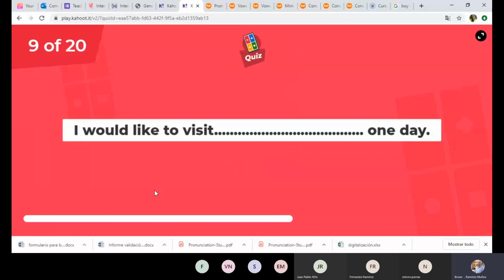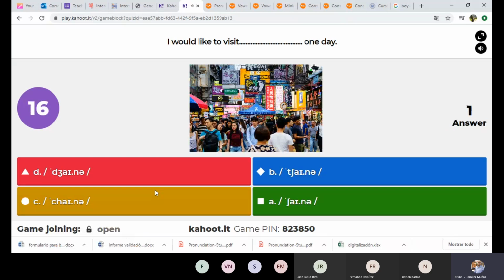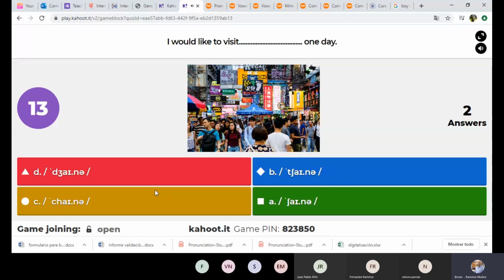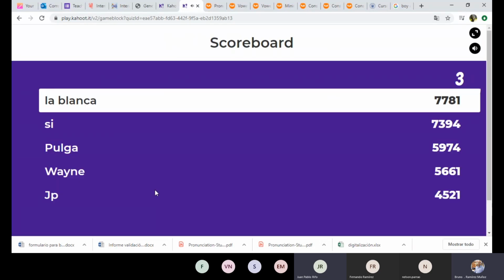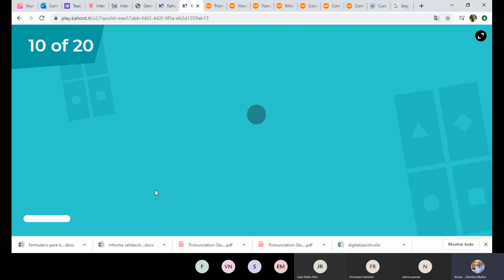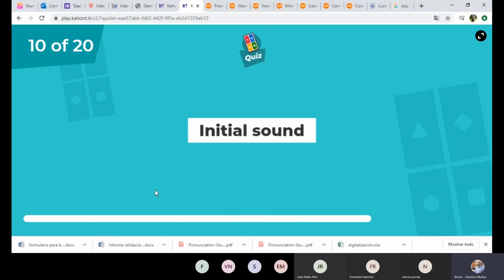I would like to visit one day. Give me the color. I made a mistake. Give me the color. Red. Red. Okay. China. China. I made a mistake. All right. La Blanca is still the top one in the ranking. Okay, focus on the initial sound, all right?